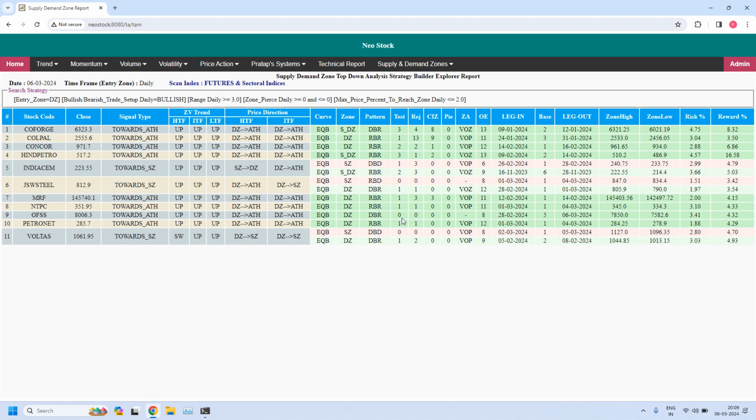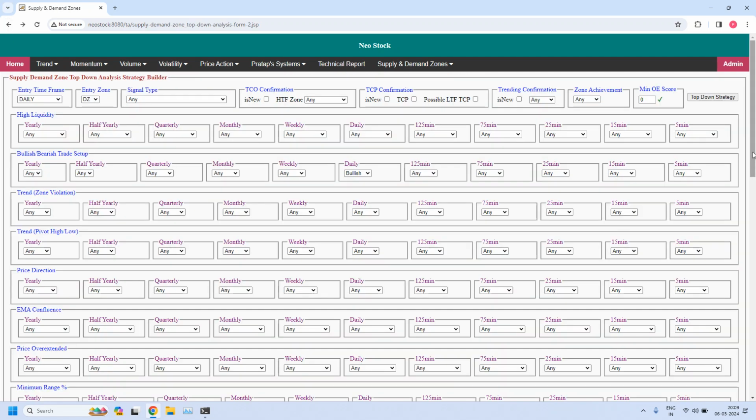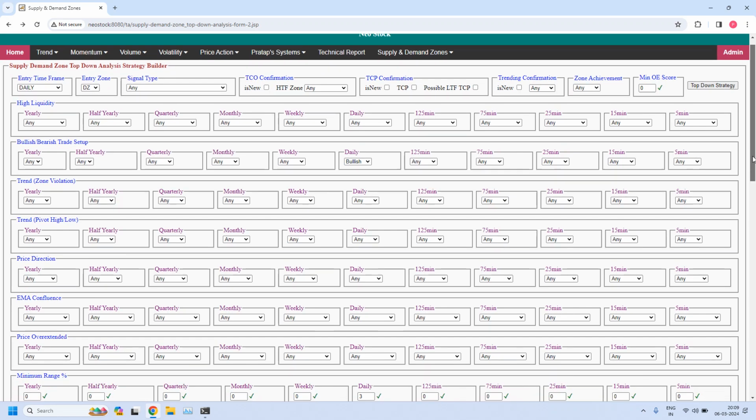Your OFS is a fresh zone. That's it. That is the only one, only demand zone. And the final list, let us see within 3%. How many stocks are there? That means if the price is down by 3% tomorrow, we will get an entry.